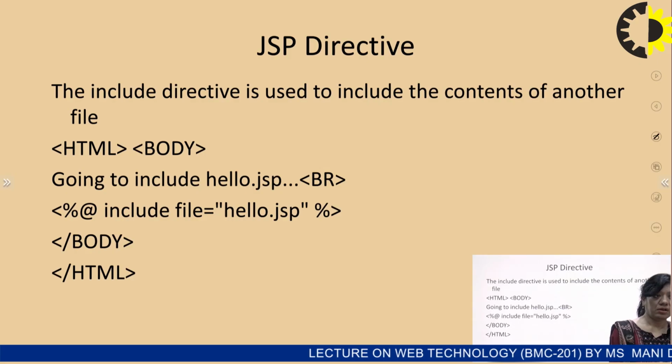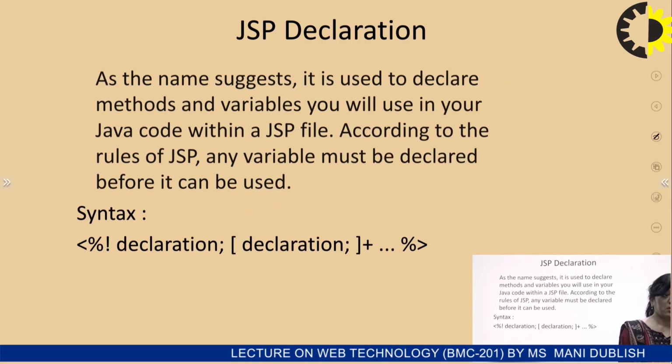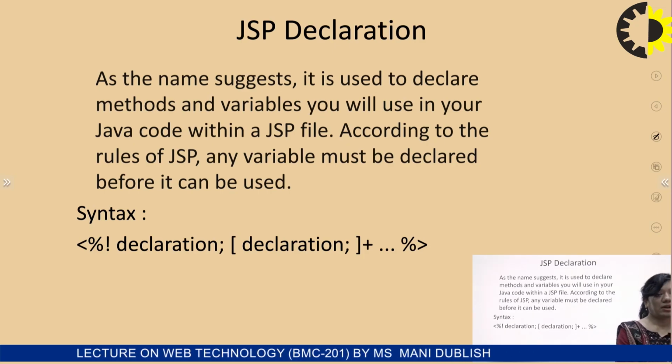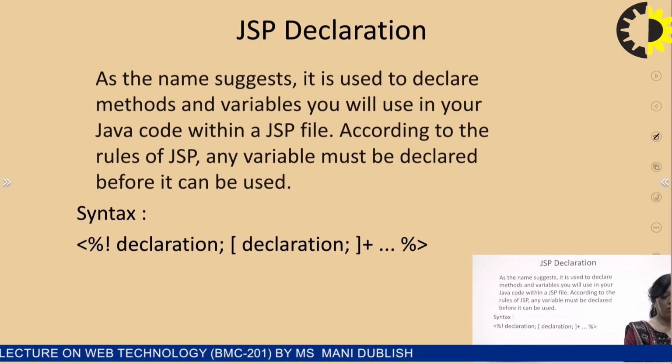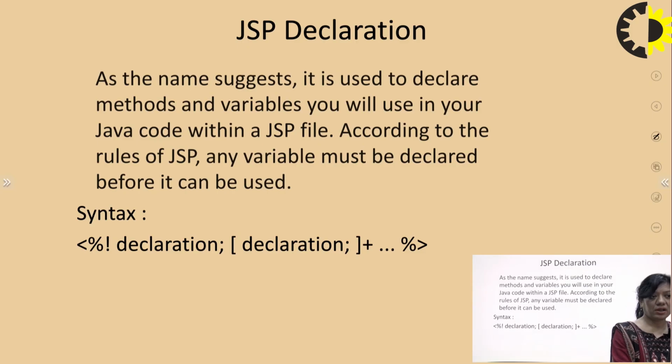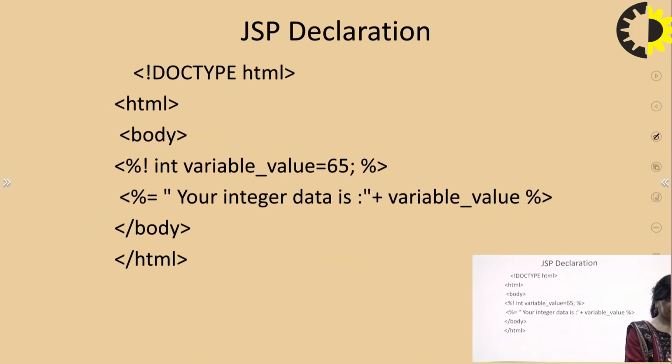in another file. So JSP declaration, as the name suggests, is used to declare methods and variables you will use in your Java code within the JSP file. According to the rule of JSP, any variable must be declared before it can be used. We can declare any method before we are going to use it. So the declaration syntax has the declaration keyword and what we are going to declare. We can declare many methods and variables at one time.